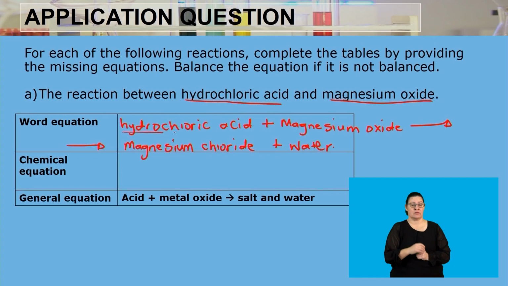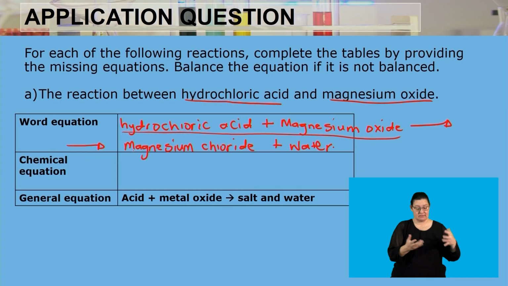So these are our reactants and these are our products. So hydrochloric acid plus magnesium oxide will react to form magnesium chloride plus water. So that's our word equation.